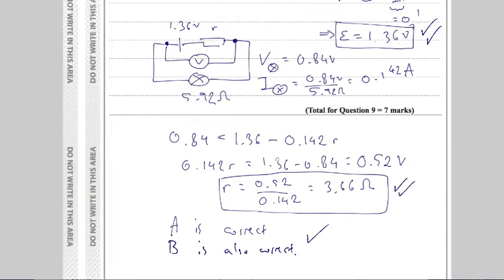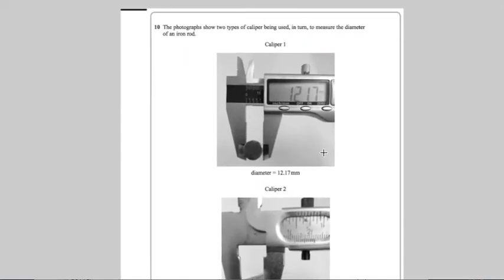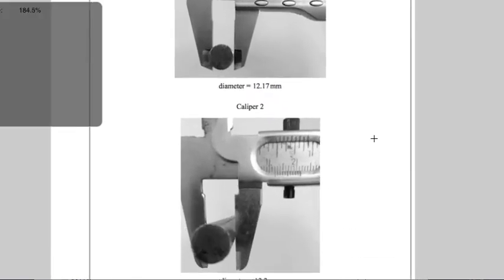Let's move on. Question 10. The photographs show 2 types of caliper being used in turn to measure the diameter of an iron rod.